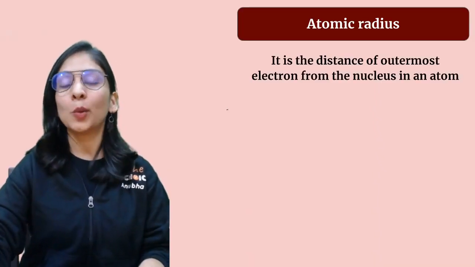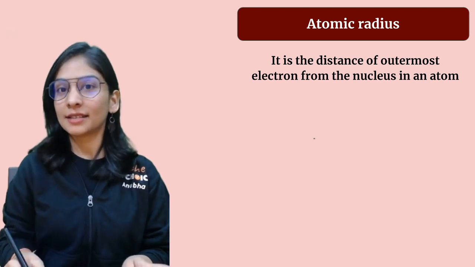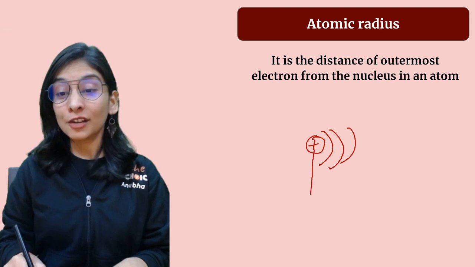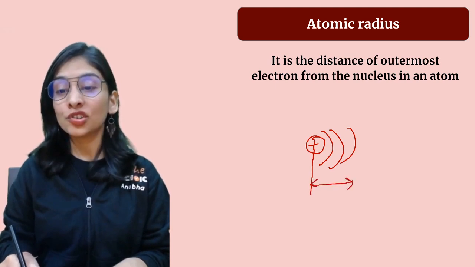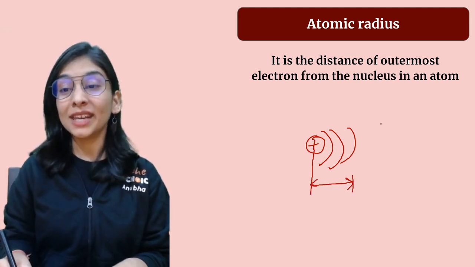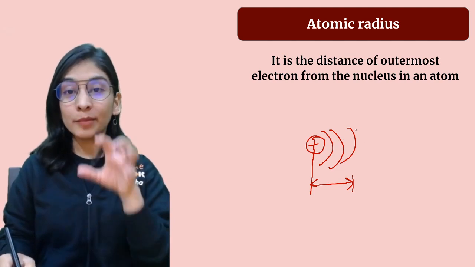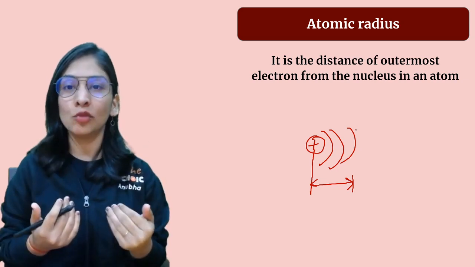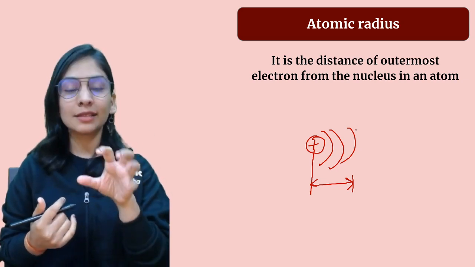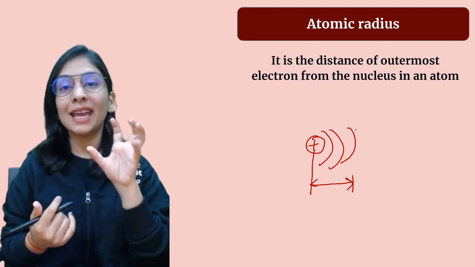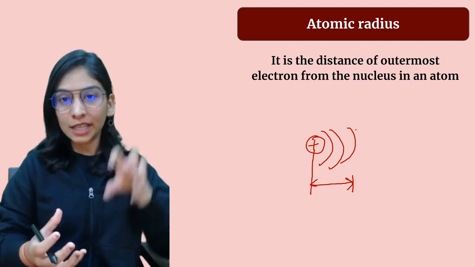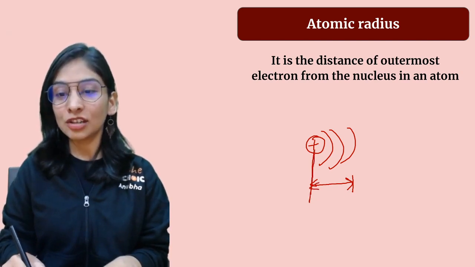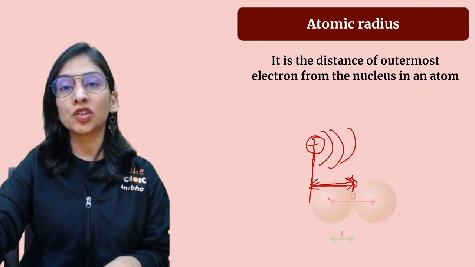Let's talk about, first of all, what is atomic size? Atomic size is the distance between the center of the nucleus to the outermost shell in which an electron is there, of an isolated atom. Because the atom must be free, though there are many ways to calculate atomic radius. When we talk about atomic radius, I'm talking about the size of a single atom. So I need to isolate that atom, and I'll observe the size by measuring the distance between the center of the nucleus to the outermost shell in which an electron is there.